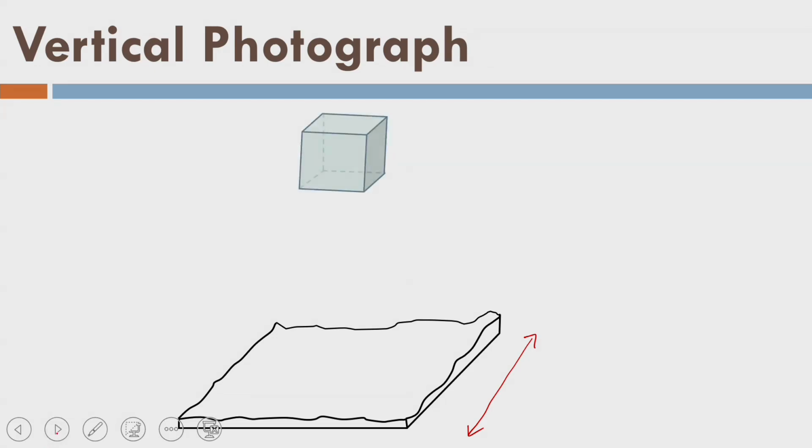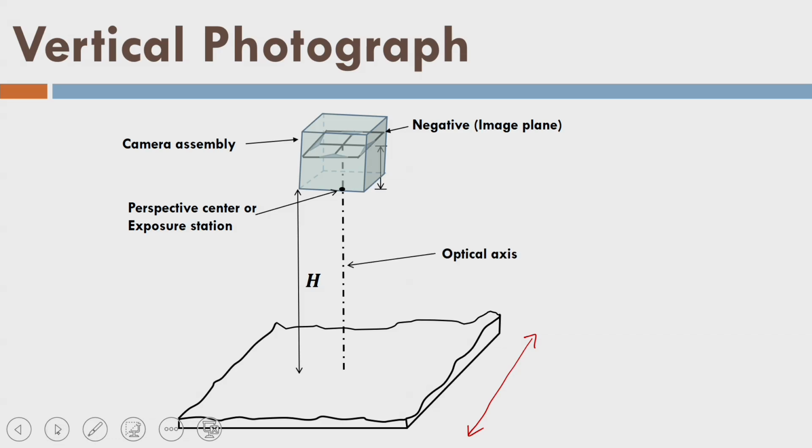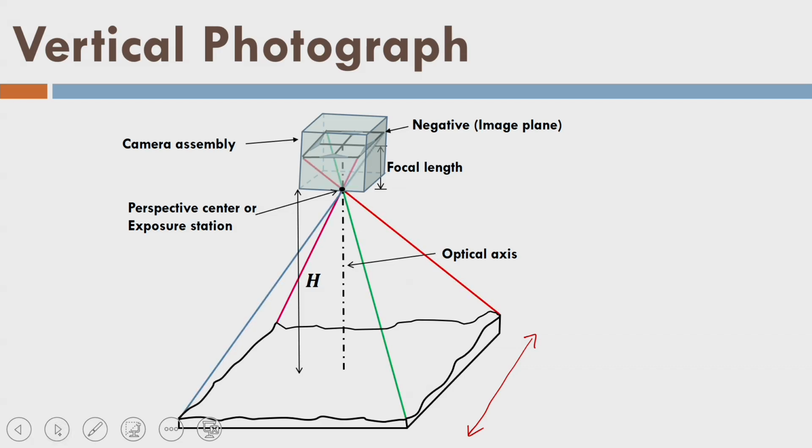Let us say this is my camera assembly. This is my flying height h. This is my negative image plane, and this is my exposure center, where all the rays from the terrain are going to meet and then diverge again towards the image plane. This is the optical axis shown here, and this is the focal length, as you know already from the last lecture. So this is the way all the rays converge to the perspective center and diverge again to the image plane, creating an impression on the sensor.